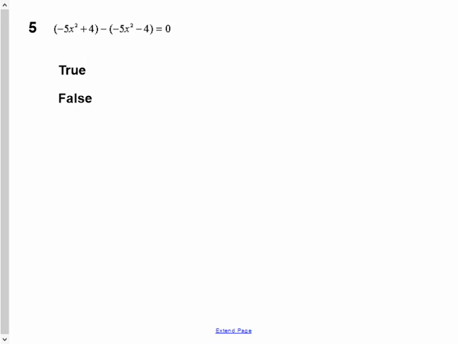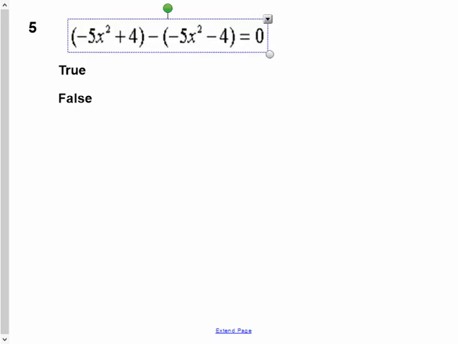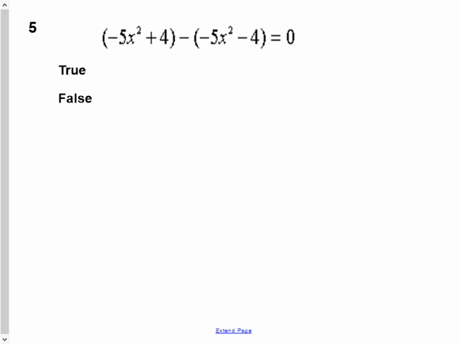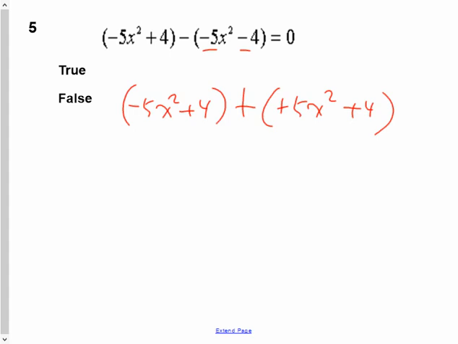Question 5, we have a binomial, take away a binomial, and according to this, it says it's equal to nothing. In order to solve this subtraction, remember you keep the first polynomial as is. You change the subtraction to addition, and you use the opposite of each term within the second polynomial. So we're going to change it to a positive 5x squared and a positive 4. When I gather like terms, a negative 5x squared and a positive 5x squared make 0. But a positive 4 and a positive 4 do not make 0, it makes 8. So the answer is false. The actual difference between those two is 8.